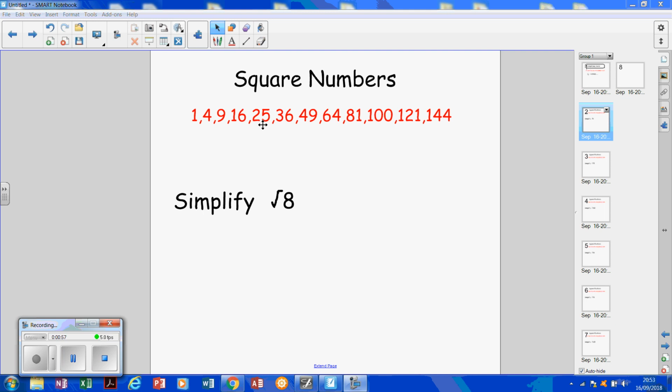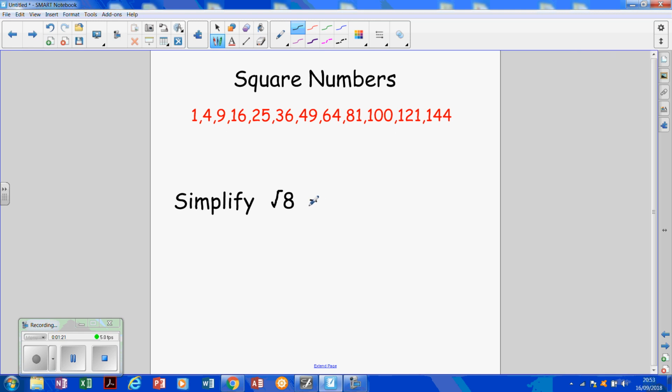So if we're asked to simplify any other root, what we've got to do is look to see if any of those square numbers divide into the number that I've got. So I want to simplify root 8. I'll look down this list to see what's the biggest number that divides into 8. Now I get down here and I can see that 4 is the first one that divides into it.